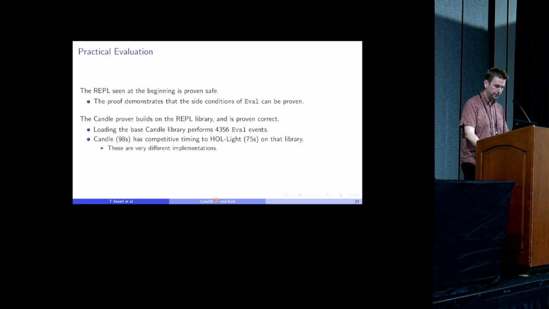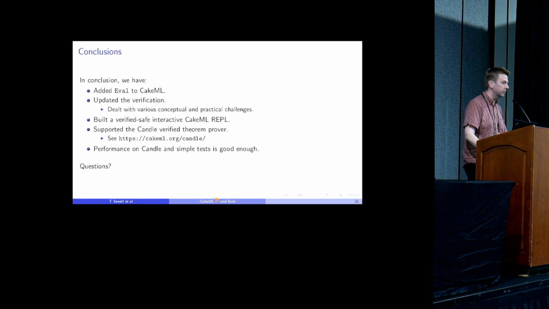Let's skip that and just say, in conclusion, this is CakeML with eval. This is for putting the I in ITP in a verified theorem prover. Find Candle at cakeml.org, play with it, and any questions?